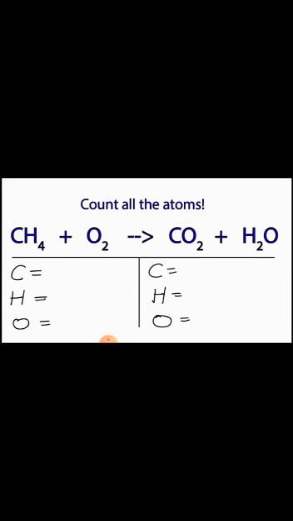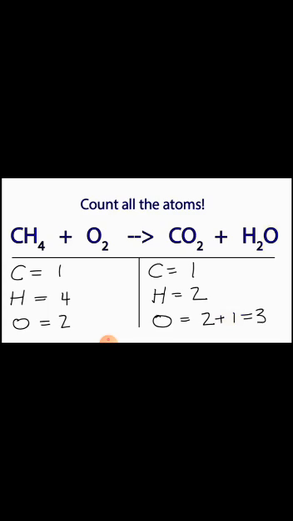Let's wrap up with one that sometimes gives people problems. We have 1 carbon, 4 hydrogens and 2 oxygens. Easy. Over here we have 1 carbon, 2 oxygens, and 2 hydrogens. But be careful. We have to count this oxygen over here as well, so we have 2 plus 1. That'll give us 3 total oxygens.